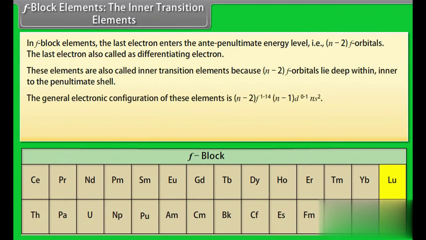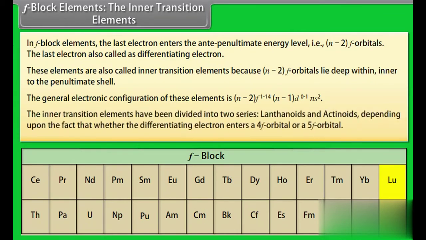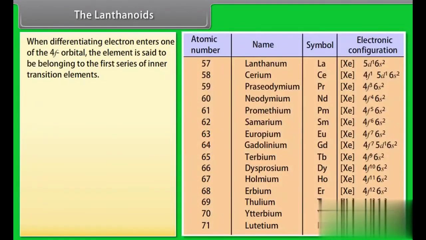The general electronic configuration of these elements is (n-2)f1 to 14, (n-1)d0 to 1, ns2. The inner transition elements have been divided into two series, lanthanoids and actinoids, depending upon whether the differentiating electron enters a 4f orbital or a 5f orbital. The lanthanoids. When the differentiating electron enters one of the 4f orbitals, the element is said to belong to the first series of inner transition elements.